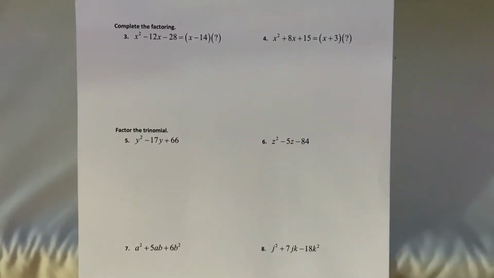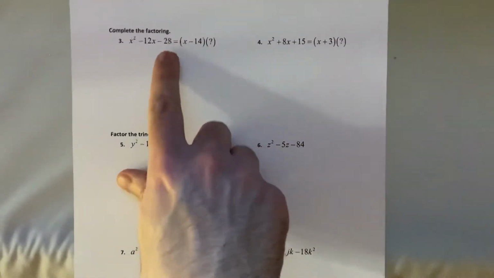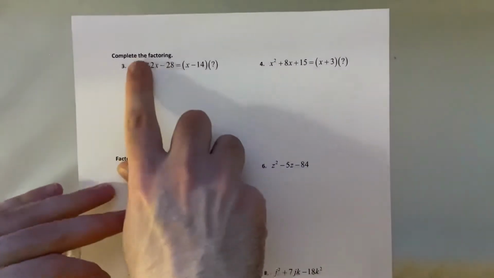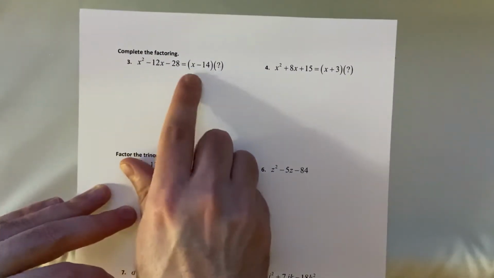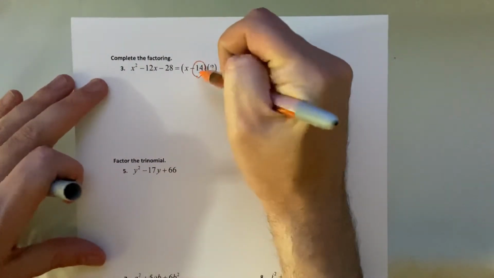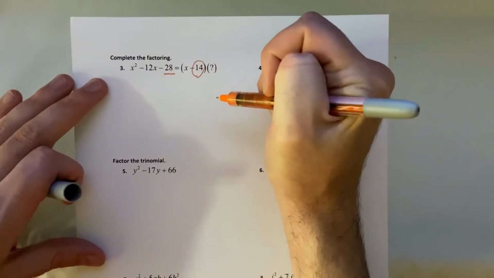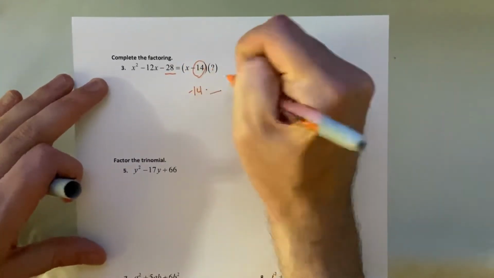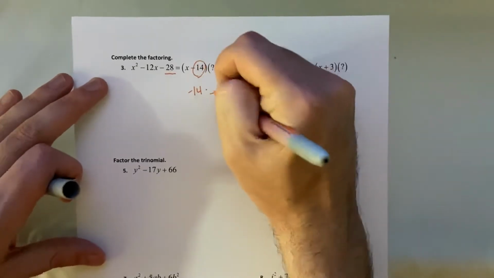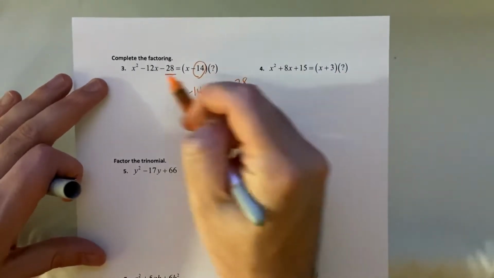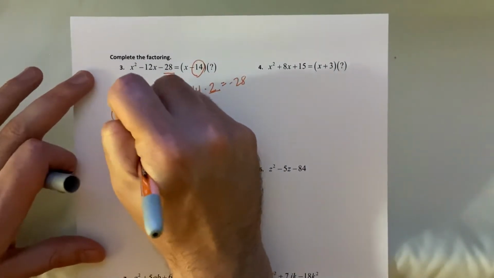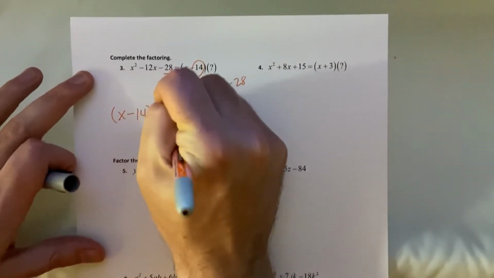Okay, so let's try completing the factoring. Here, they give us one of the factors, and we have to figure out the other one. So x squared minus 12x minus 28, they told us one of the factors is x minus 14. What we know about 14 is when it multiplies by the other number, it gets negative 28. So negative 14 times some number equals negative 28. That number is 2. Does negative 14 plus 2 add to negative 12? Yes. So the missing factor is x plus 2, and the factors are x minus 14 and x plus 2.